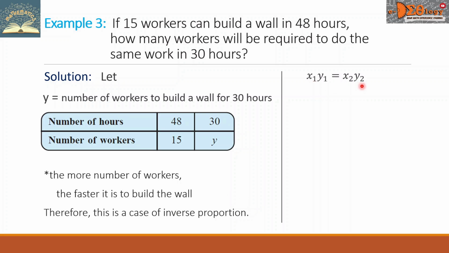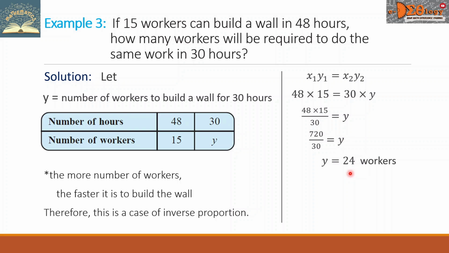Then we have our formula. We substitute the values. So 48 times 15 equals 30 times y. Let us solve for y. We divide this equation by 30. This 30 will come down as denominator on the left side. We multiply 48 by 15, that is 720, divide by 30. And the quotient is the value of y, that is 24. 24 workers are required to finish the wall in 30 hours.